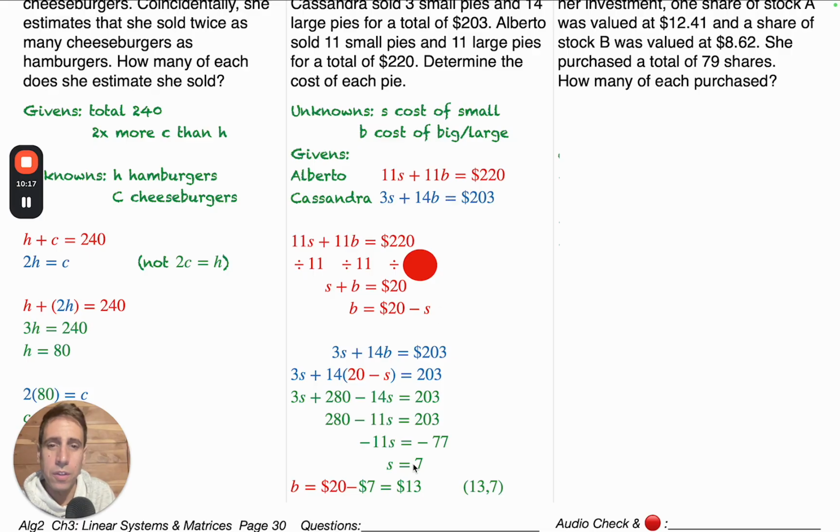Anyway, you know this, and you can't stop here. Even though you've got half the answer, you know what S is, you also got to figure out what B is. So take it and plug it back into, say, this equation, which looks pretty easy. In order to figure out what B is, I'm just going to take this 7, put it here, and B is equal to $20 minus $7, which is $13. So the cost of the big is 13, the cost of the small is 7, and you have to report both.